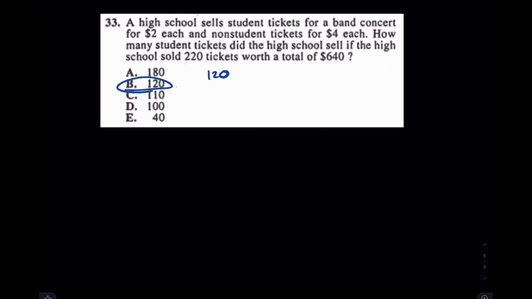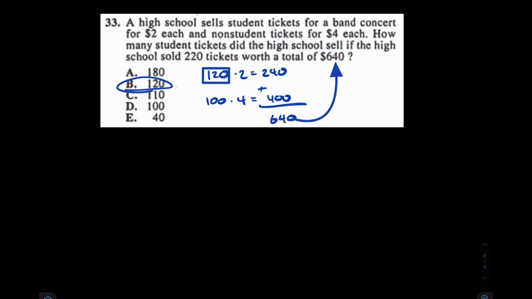120 times 2 is 240. And then if 120 student tickets were sold, then how many non-student tickets were sold? 100 times 4, that's 400. And added together, that does get you 640. That is your correct answer.